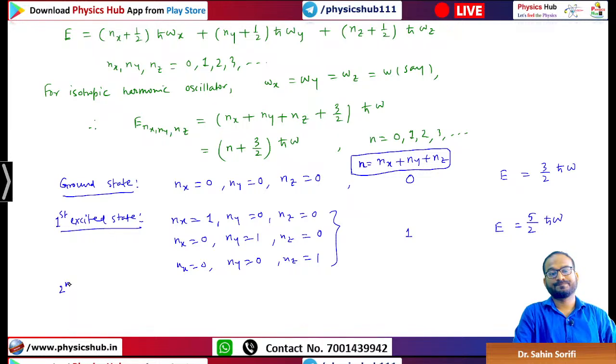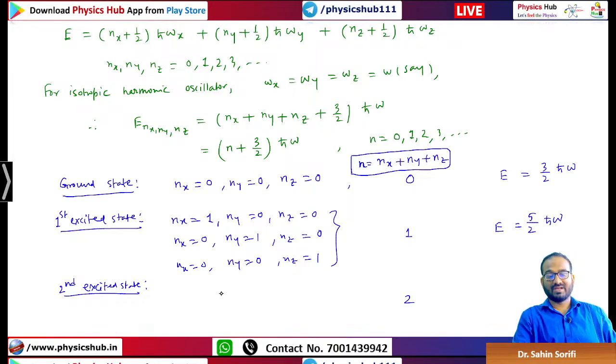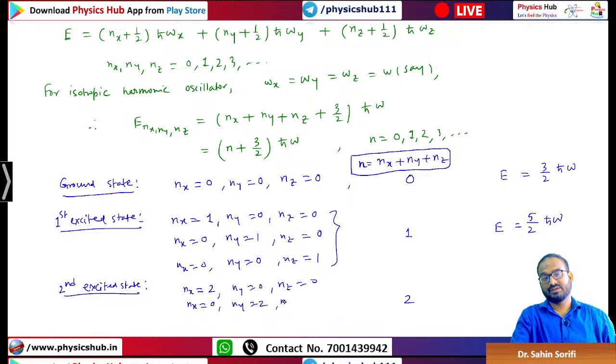Let's do another one, second excited state. So obviously the next big number is 2. In how many ways can you make 2? You can take nx equals 1 or 2, ny equals 0, nz equals 0. Okay, nx equals 0, ny equals 2, nz equals 0, nx equals 0, ny equals 0, nz equals 2.